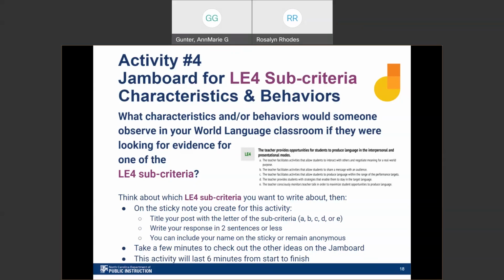Raise your electronic hand if you already know about Jamboard in Google. All right, I'm seeing a couple of hands. Okay, so a couple people, maybe a couple more. Okay, so this may be a new tool. A couple people answering the chat. Oh, good. Well, Jamboard, like I said, is free.